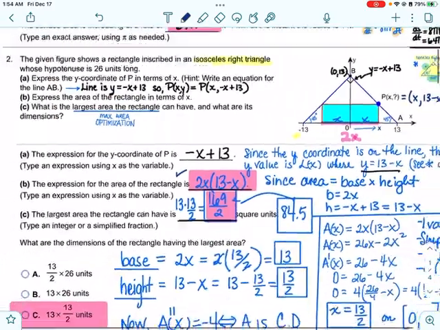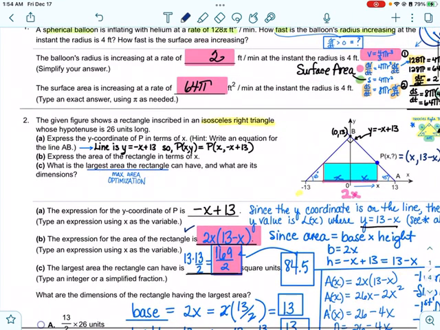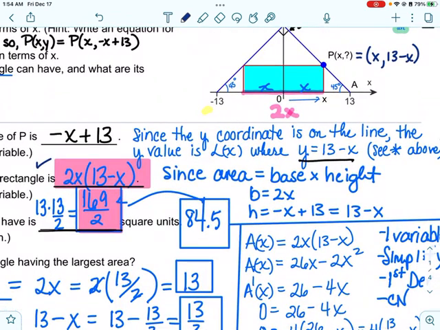Now, since when we're reading this last question, what is the largest area the rectangle can have and what are its dimensions, then what we need to do is optimize in that second expression. We're going to optimize that area. Now, since area is equal to base times height, we're going to take these two, 2x and 13 minus x, and we multiply them together.